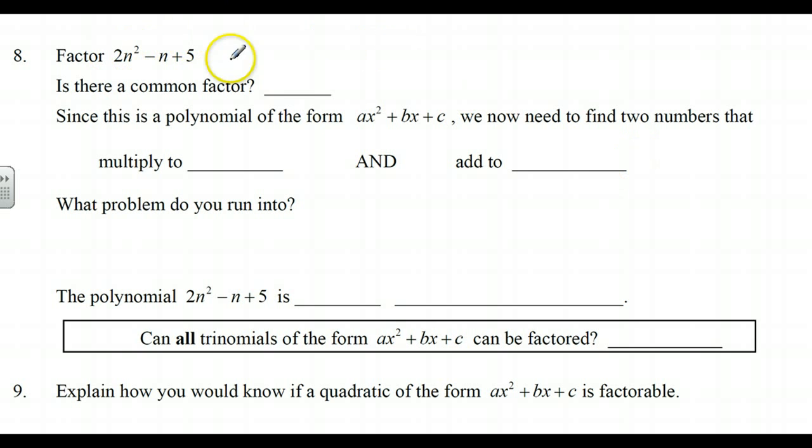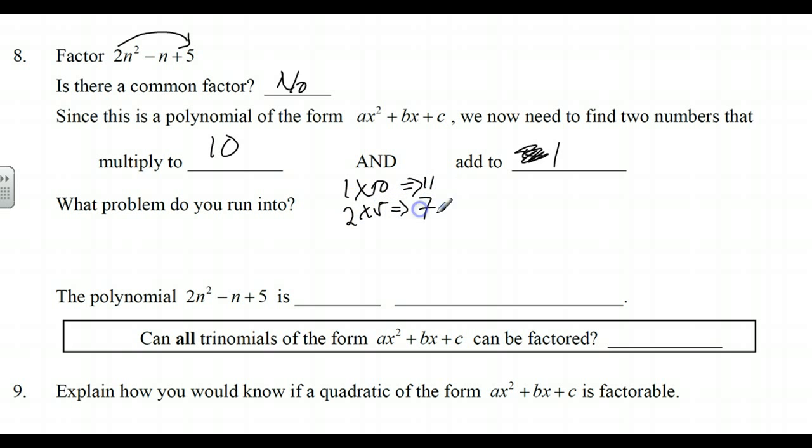Okay, is there a common factor? No. Since it's a trinomial, we need to find two numbers that multiply to 10. And since it's positive, they both have to be negative, and they're going to add to negative 1. Or actually, I just say they add to 1, and then I make sure that when I decompose, I'll get a negative 1. So, 1 times 10 adds to 11. 2 times 5 adds to 7. And there's no other way to break up 10, right?